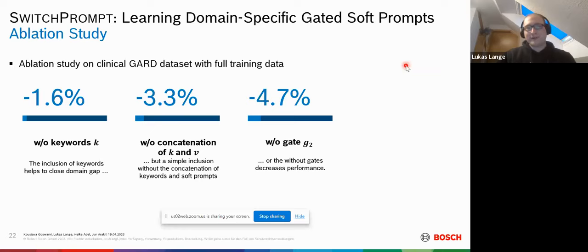This one controls if we want to use the prefix or the suffix domain-specific prompts. Here we lose 4.7% performance. So I think the main thing we can take away from this ablation study is it's super helpful if we have the keywords correctly included, but a simple inclusion might not help you in this setting. And taking away this freedom from the model with the gates and the concatenation is not a good idea.